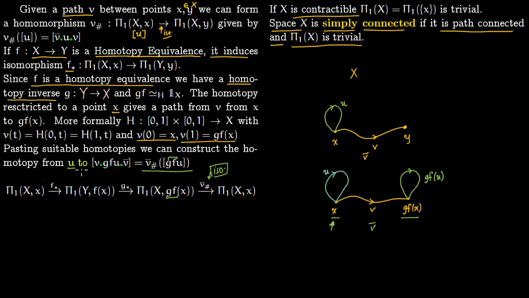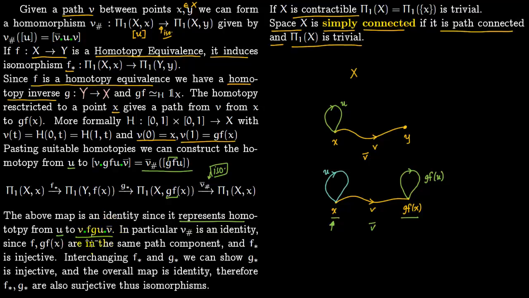Now this map is an identity because this represents a homotopy from u to this v u v bar. So let us now focus on this. First focus on this part, gfu. For this you first apply f. So you take loop u here, you apply f to it, you get the loop here, fu. So this is our map, first map f star applying to u. Then you apply g to it.